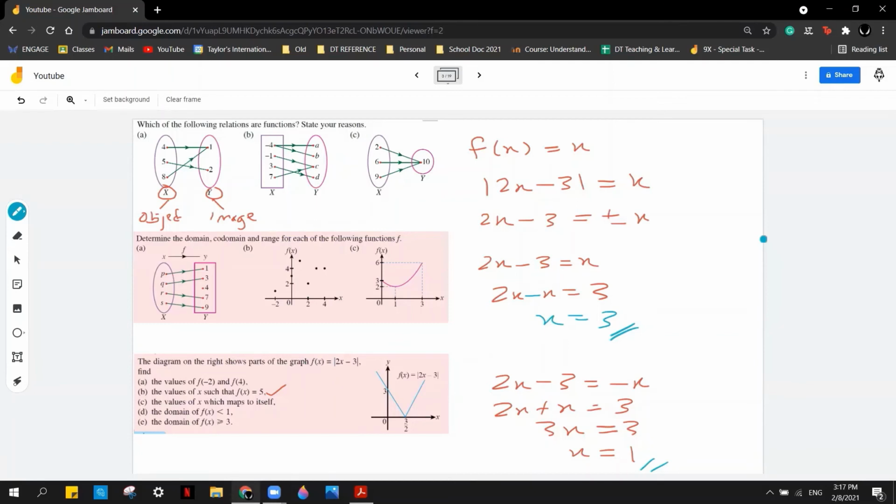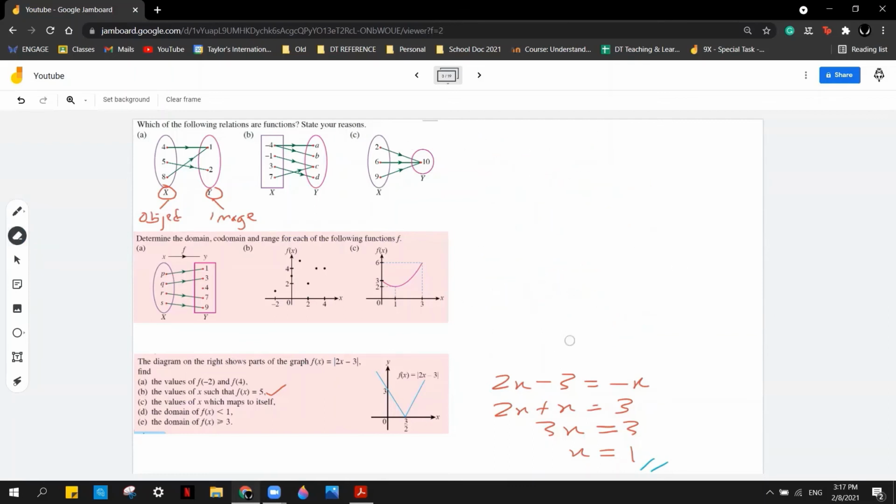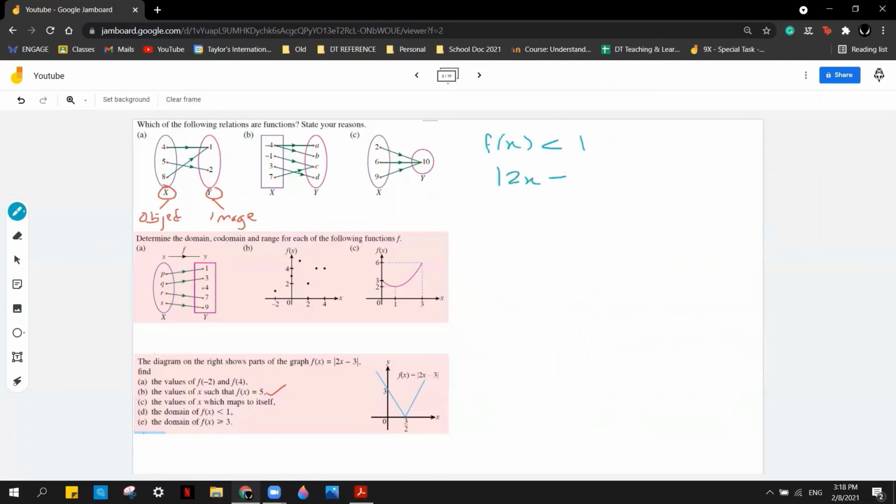Anyway, now let's have a look at the last question, because part E, I think you can do yourself because it's kind of similar to part D. Let's have a look at the last question for today. Domain of f(x), f(x) is less than 1. So they're asking you what's the image for this. Very simple, they're asking you what is x. Now, modulus 2x minus 3 is less than 1.